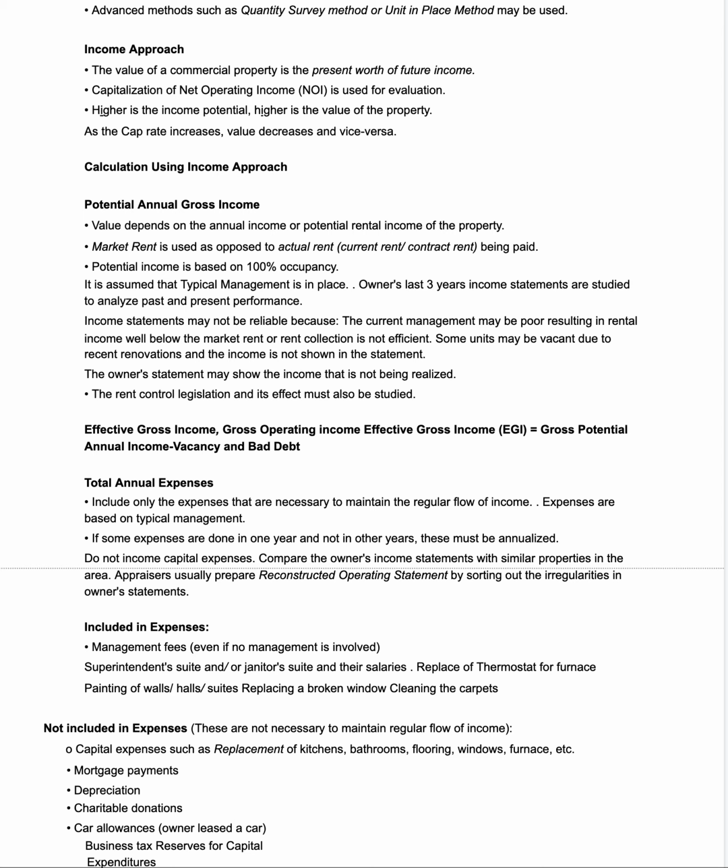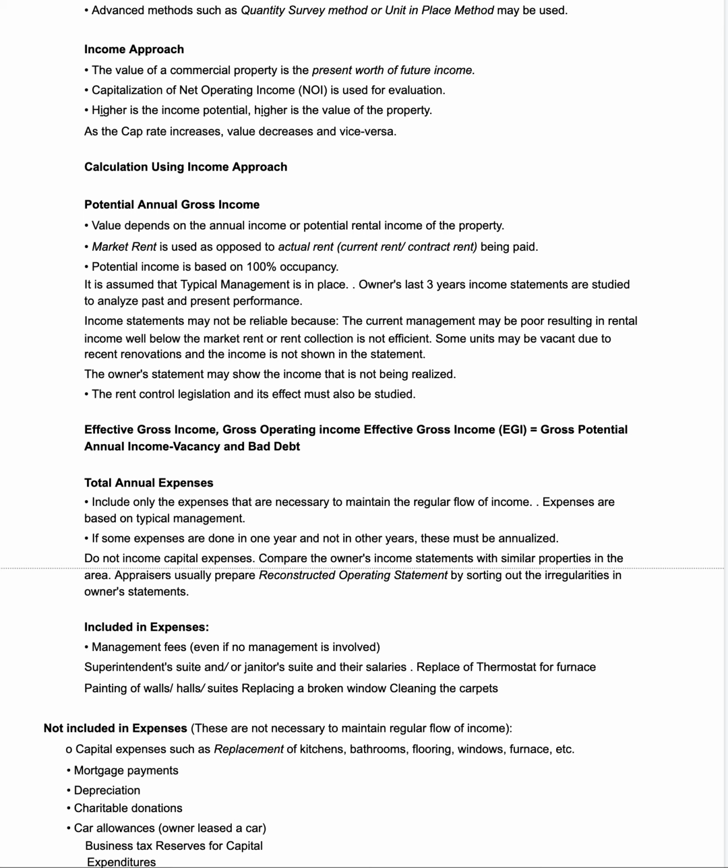This estimation of potential gross income is arrived at after considering a number of factors, for example, the market rent, 100% occupancy, and typical management. When estimating the market rent of an income producing property, it is the market rent, not the contract rent, that must be used. Market rent is the rental that each unit will most likely command if it were vacant and available for rent on the open market as of the date of the appraisal. Contract rent is the rent that is actually being paid under contract by the tenants of each unit.